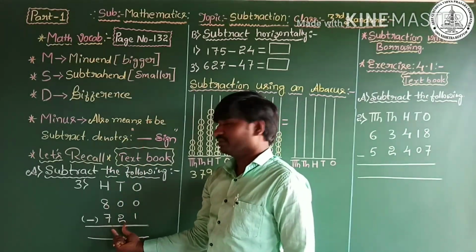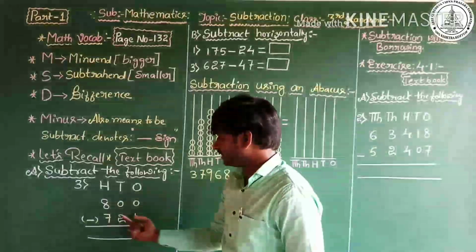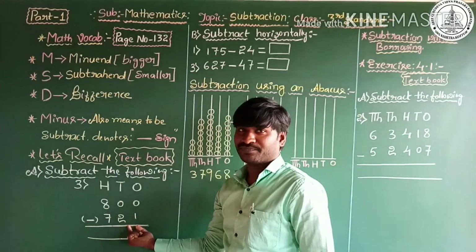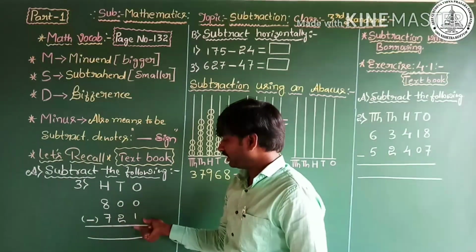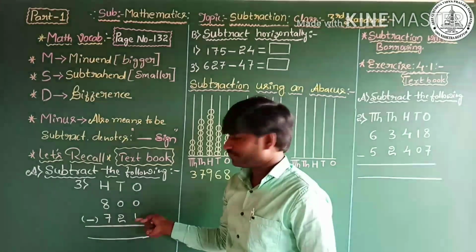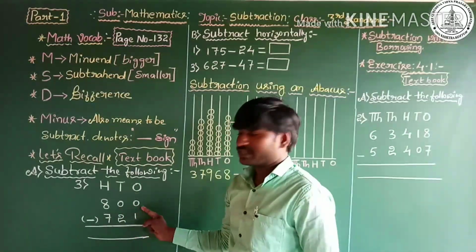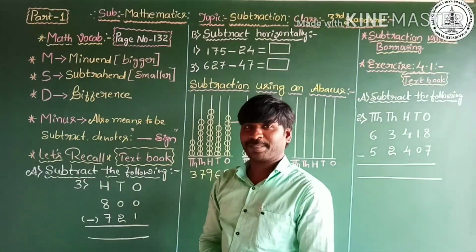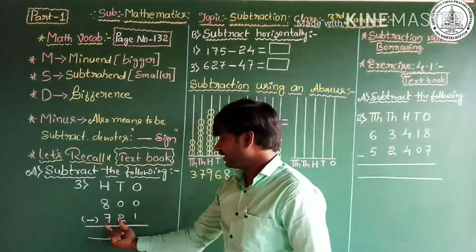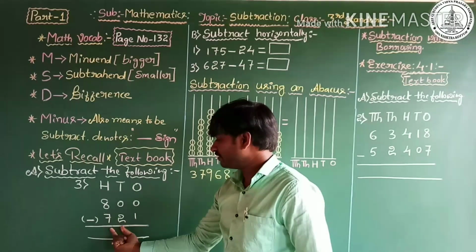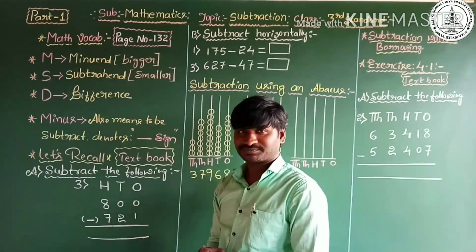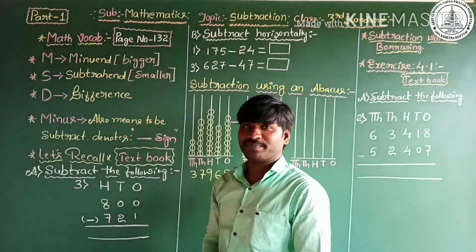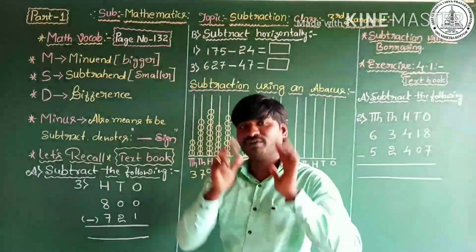Here is one example. One number is 800, another is 721. Which is bigger? Compare these two given numbers. 800 is the bigger number, so 800 we call the minuend. Okay dear students, compare 721 with it. 721 is smaller, so that is the subtrahend. It means the smaller number. Keep it in your mind.